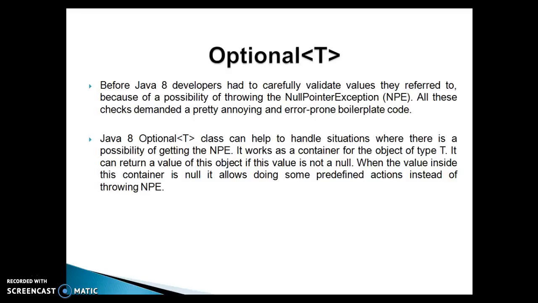It works as a container for an object of type T. It can return the value of this object if the value is not null. When the value inside this container is null, it allows doing some predefined actions instead of throwing a null pointer exception.